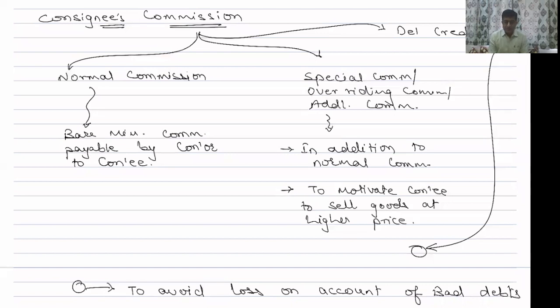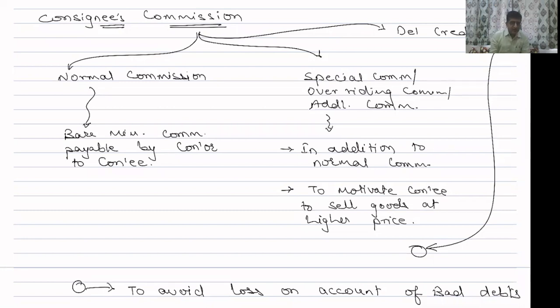As far as the Del Creditor Commission is given, if the question is silent about its calculation, calculate it on total sales. Right? If it is clearly given that Del Creditor Commission is to be calculated with reference to credit sales, in that case you calculate on credit sales. If it is mentioned to be calculated on total sales, calculate it on total sales. If nothing is provided to you, assume it to be on total sales.